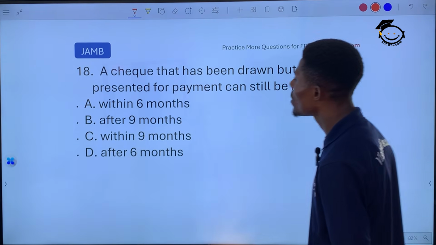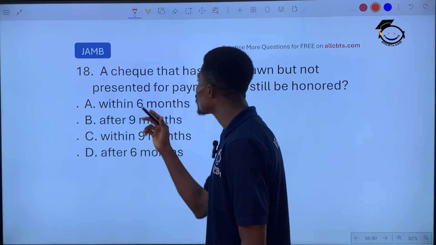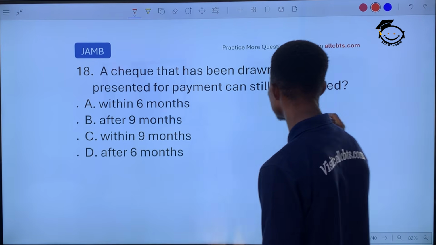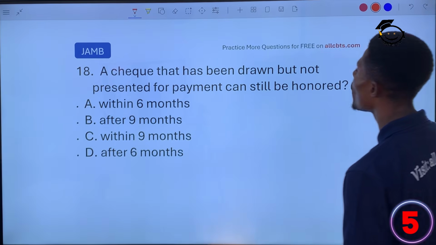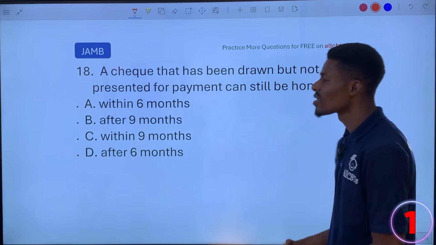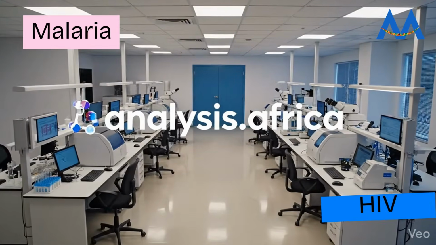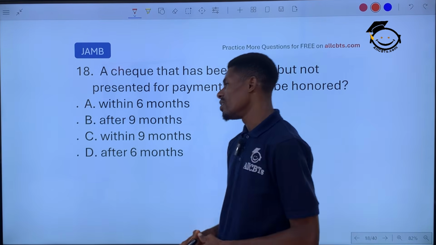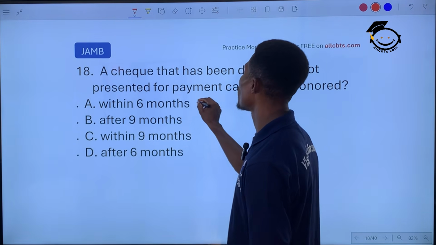Let's go to number 18th question. A check that has been drawn but not presented for payment can still be honored. A, within 6 months. B, after 9 months. C, within 9 months. And D, after 6 months. The correct answer will be option A.